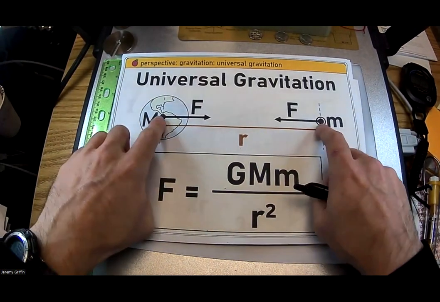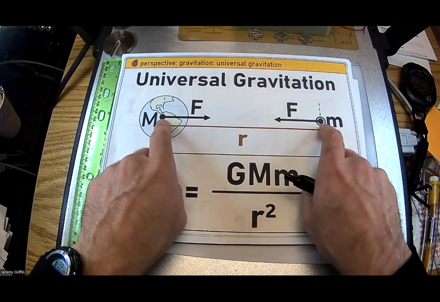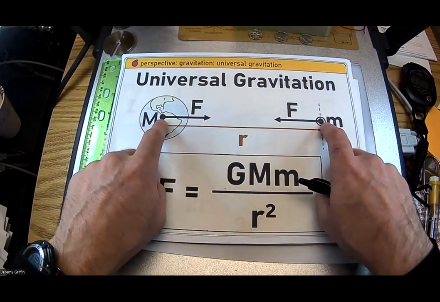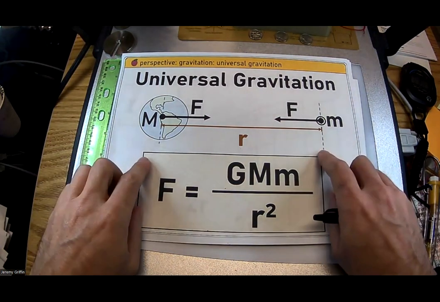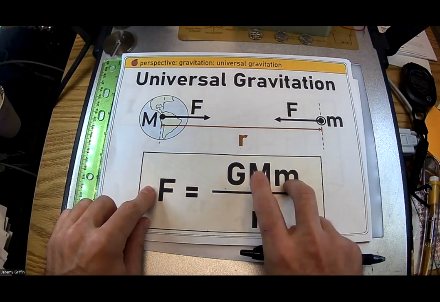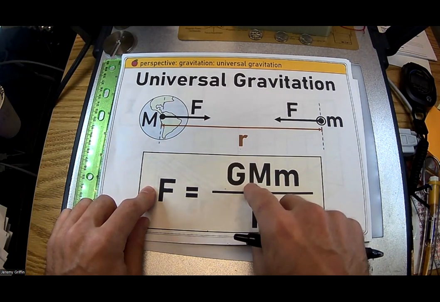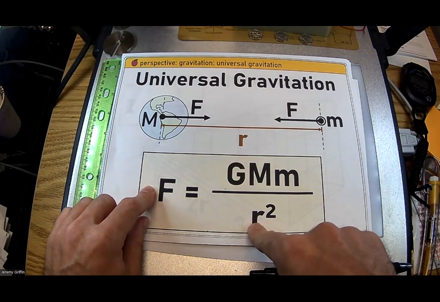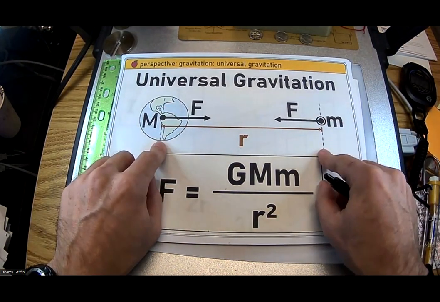So the force between two objects is equal and opposite forces. Earth pulls on the moon as much as the moon pulls on the Earth, or you and the Earth. So that force is proportional to each mass, times the universal gravity constant, and then divided by the distance squared, so that's an inverse square relationship.